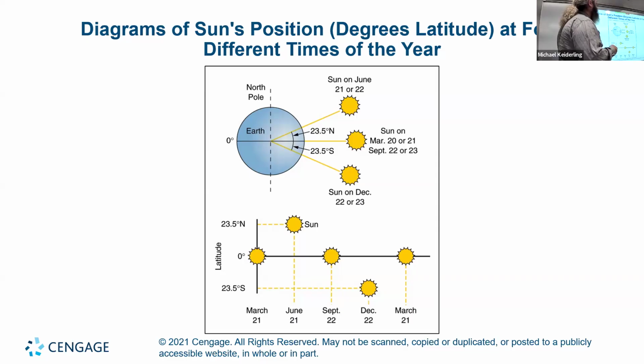And then there are 2 equinoxes, one in the spring and one in the fall. In the spring, in March, the 20th or 21st is the vernal equinox or the spring equinox. And September 22nd or 23rd, this year it was the 22nd, is the autumnal equinox or fall equinox. At the equinoxes, day and night are exactly equal in length. Equal night, equinox.